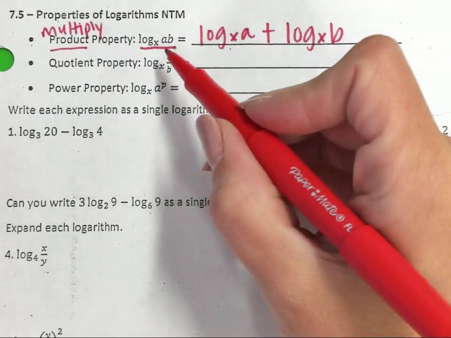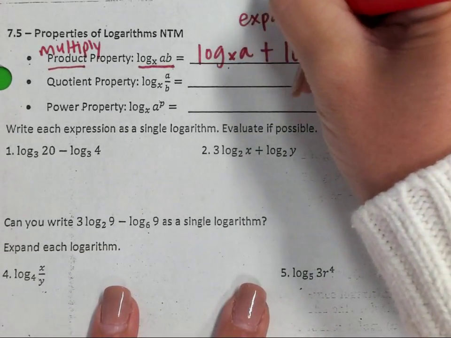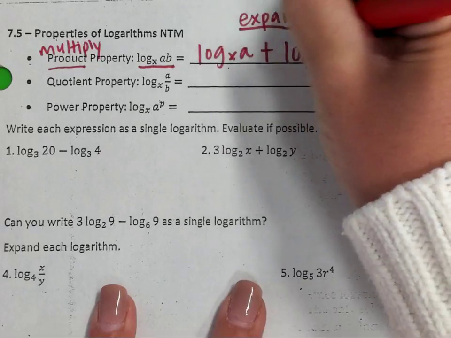This is the condensed version because it's just one logarithm. This is the expanded version, and you can write that above here. Expanded because it has two logarithms instead of one.